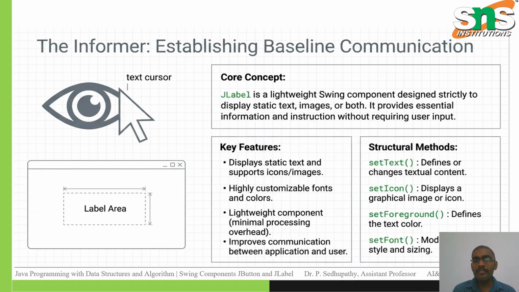There are certain key features: it displays static text and images, it highlights customizable fonts and colors, and it is a lightweight component. Coming to the structural methods on the JLabel, you can set the text using the setText function, you can set icons, which come under graphical images, you can set the foreground color, and you can even set the font size and font type and so on.